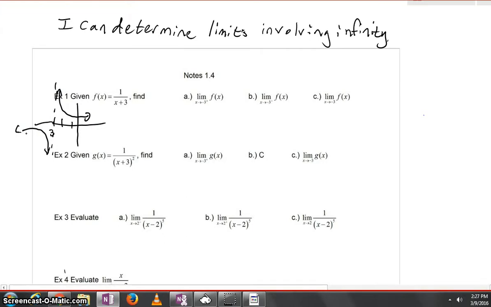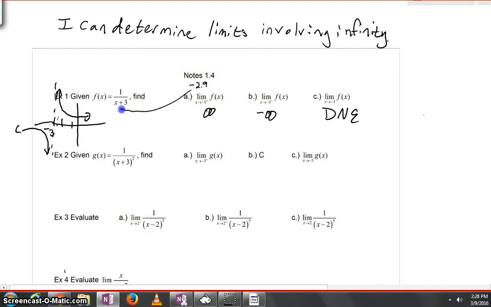But we can see as x would approach -3 from the right-hand side, we'd be heading up towards positive infinity. As we'd be approaching -3 from the left-hand side in part B, we'd be moving towards negative infinity. Because we have disagreement in the signs here, we can say just as we approach -3 in general, the limit would not exist.